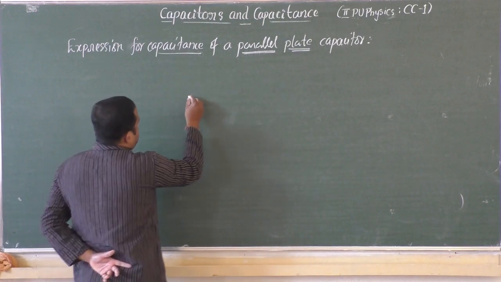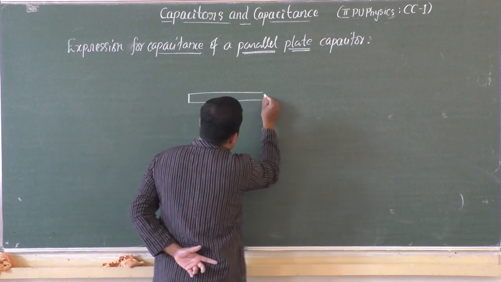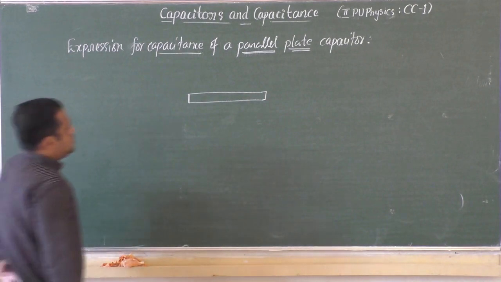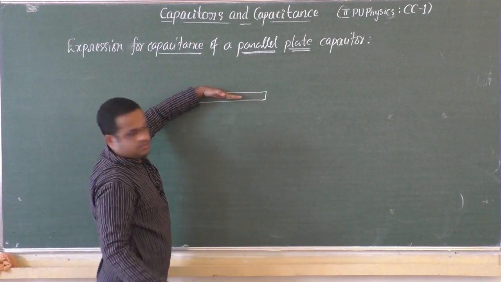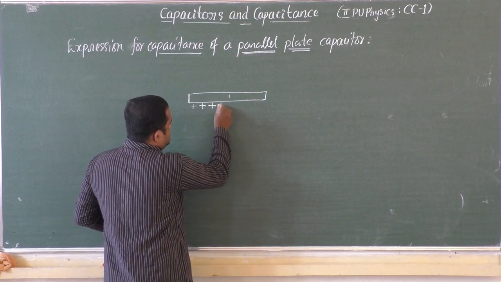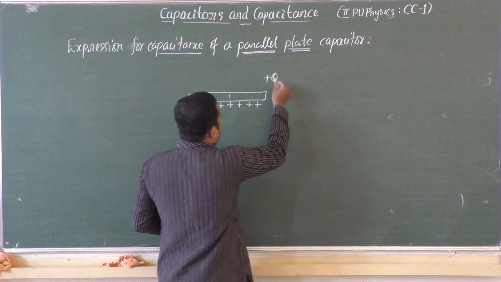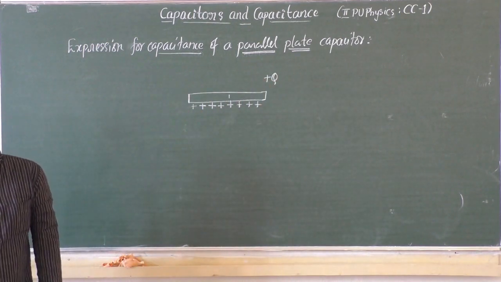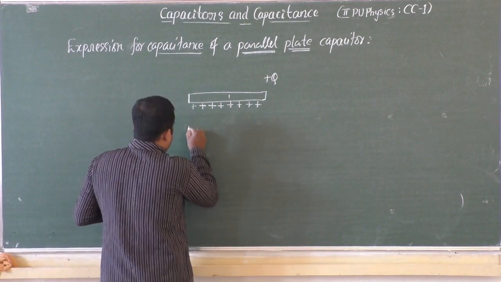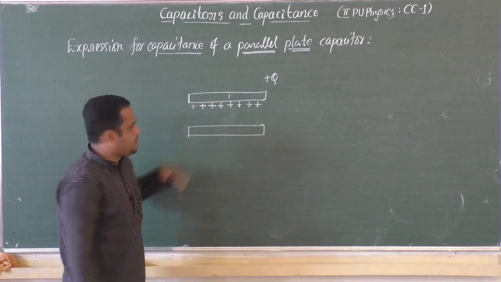Now, imagine a parallel plate capacitor like this. One of the plates of the capacitor, let it be the first plate, like this. Let it be positively charged, plus q, and let plus q be the amount of charge stored in that capacitor. We know that a capacitor consists of two conductors. If one is the plate, there will be another parallel plate. Another metal sheet will be here.